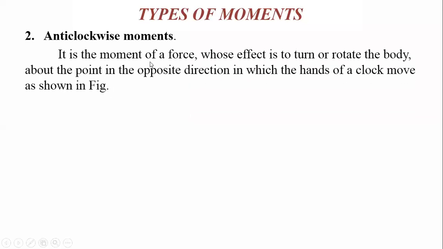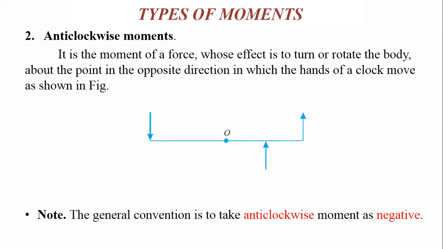Another one is the anti-clockwise moment. It is the moment of a force whose effect is to turn or rotate the body about the point in the opposite direction in which the hands of a clock move, as shown in the figure. Again, about this point O, these three forces make an anti-clockwise effect. That's why this anti-clockwise moment is taken as negative. These are the two types of moment, clockwise and anti-clockwise, which produce the rotational effect due to the force.